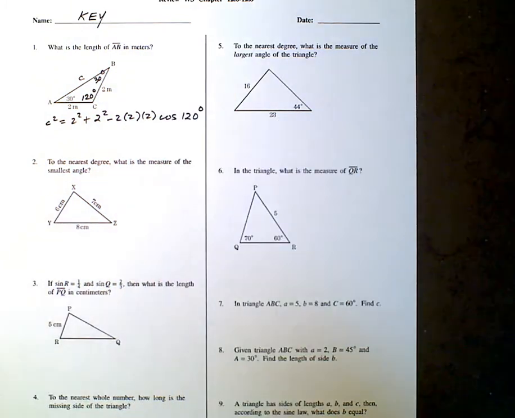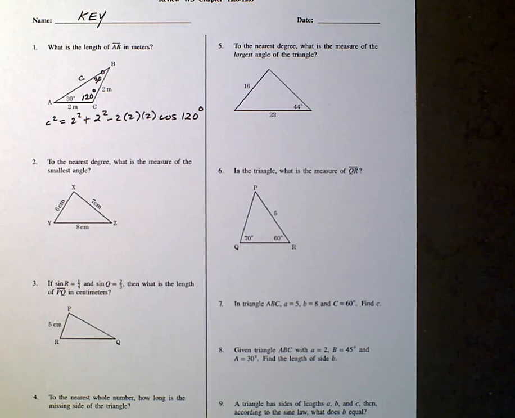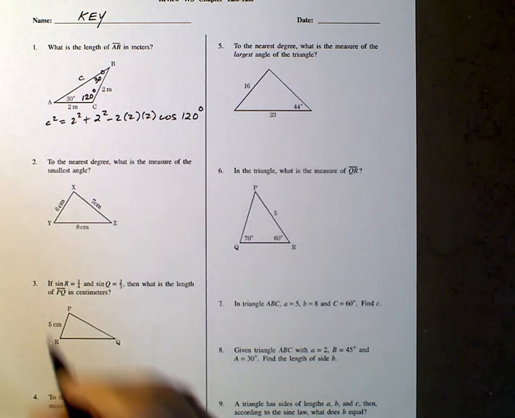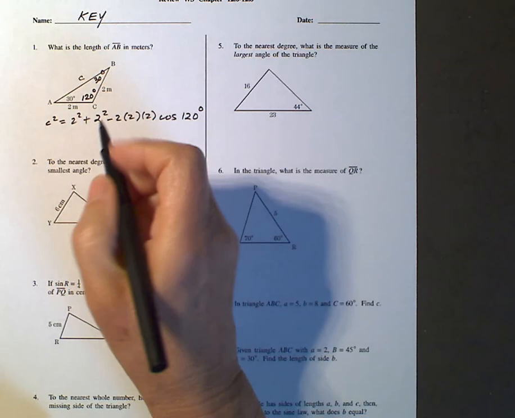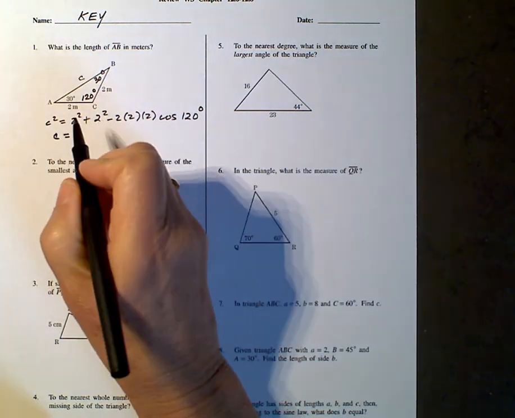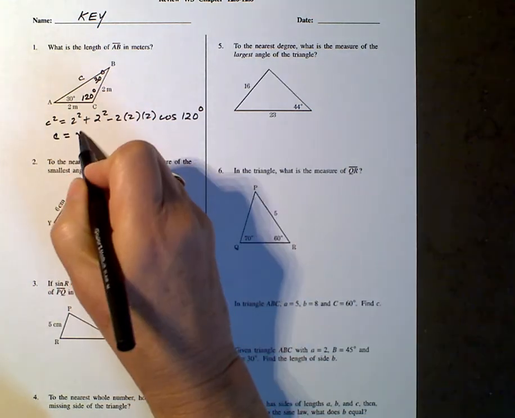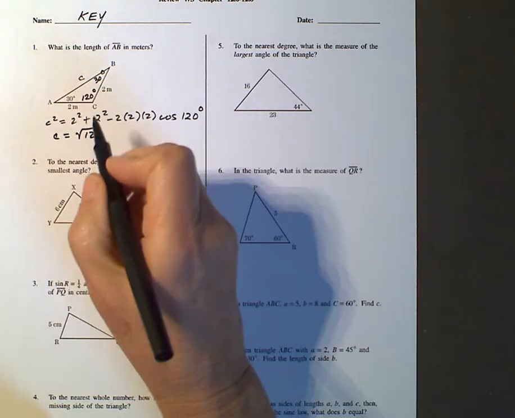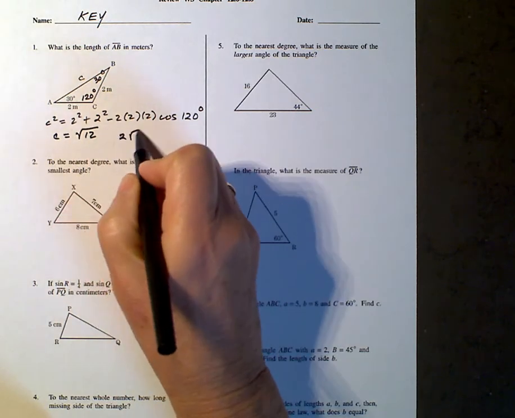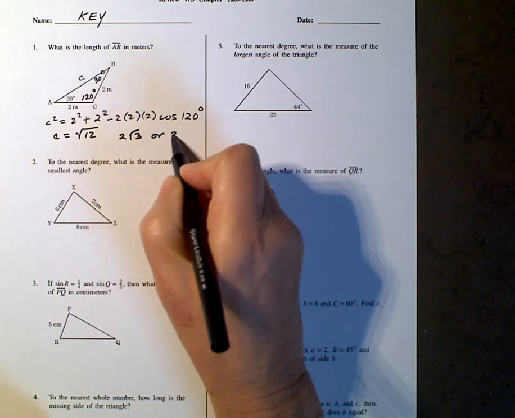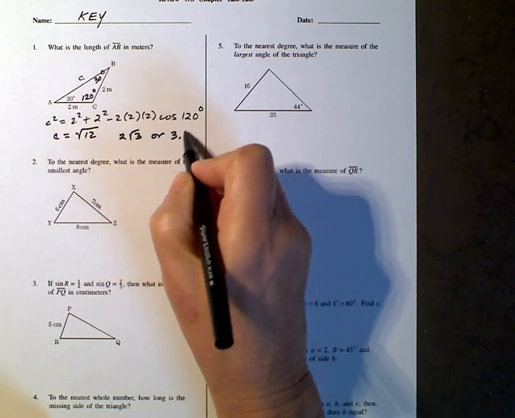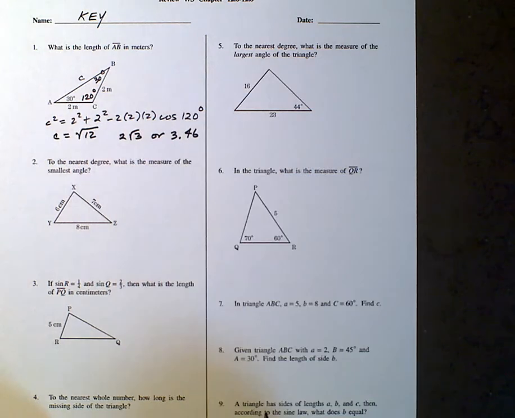So when I simplify that and take the square root of the value that I get to find the c, because cosine of 120 degrees is negative 1/2, I get that c is equal to the square root of 12. So I could write that as 2 root 3, or in decimal form that would be 3.46 units in length.